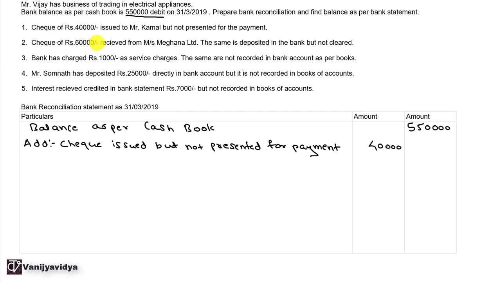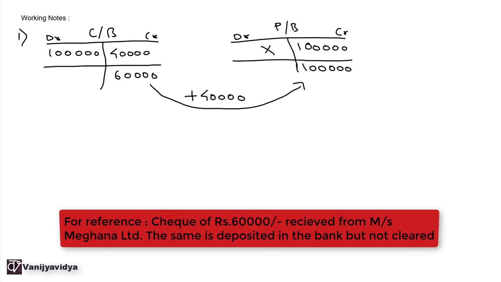Next, second, cheque of rupees 60,000 received from Messrs. Meghna Limited. The same is deposited in the bank but not cleared. Now the cheque has been deposited in the bank, so it is recorded in our cash book, but the same is not cleared. So let's prepare one working note for this. Transaction number 2, cash book, passbook.